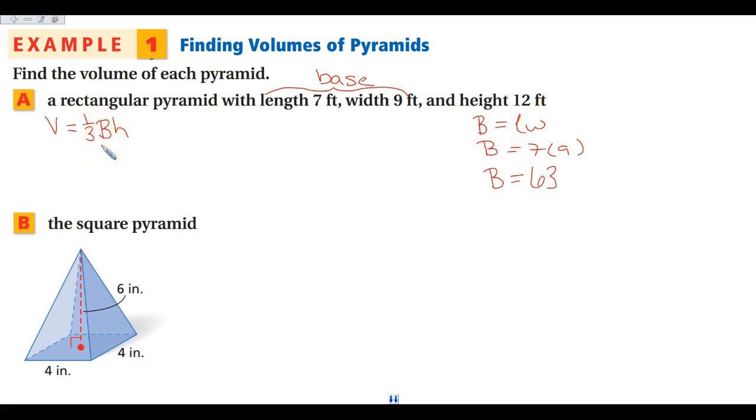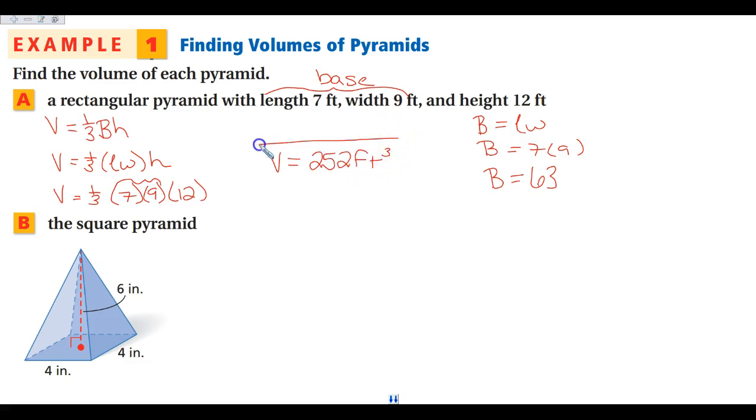But I also want to show you guys that you don't have to do the area of the base every time separately. I could say, okay, I have 1/3. My area of the base is going to be that length times width, then times height. So then I could do volume is 1/3, 7 times 9 times 12. This is my 63 for my area of the base, and then I could just multiply that by 12, then divide by 3. So here my volume is going to end up being 252 feet cubed.